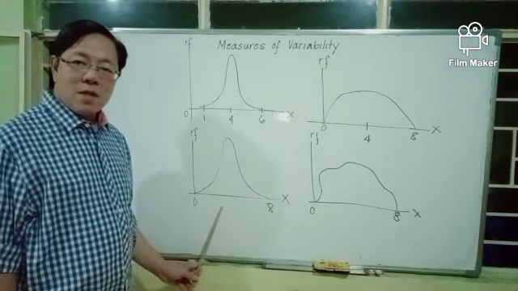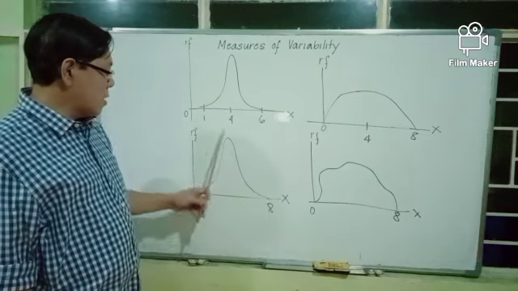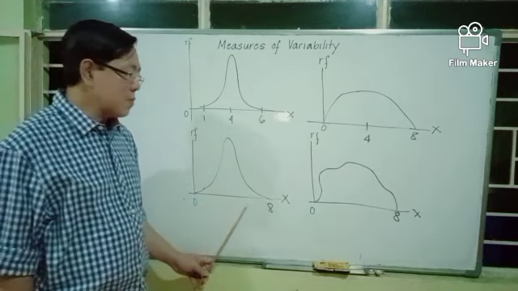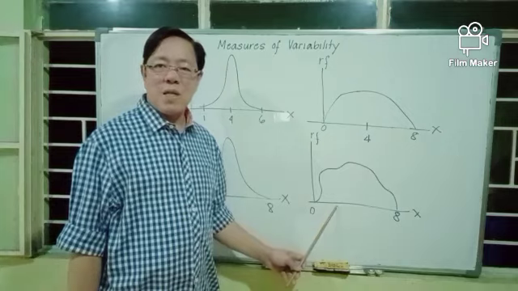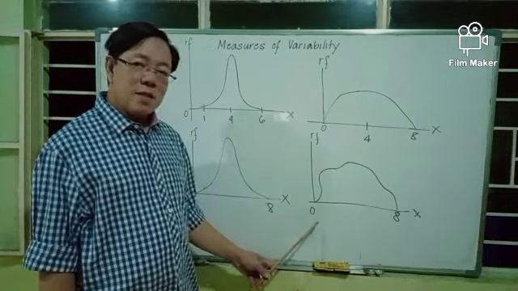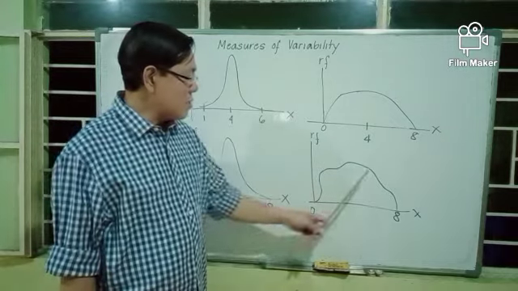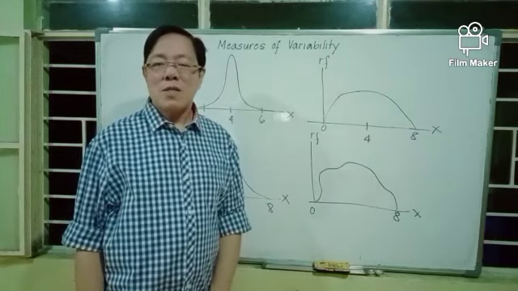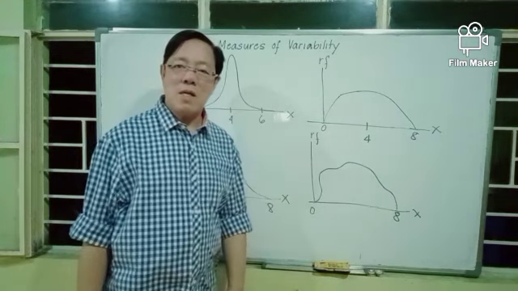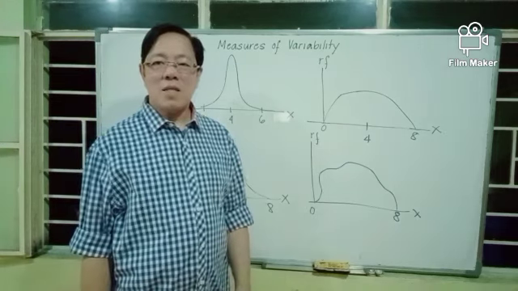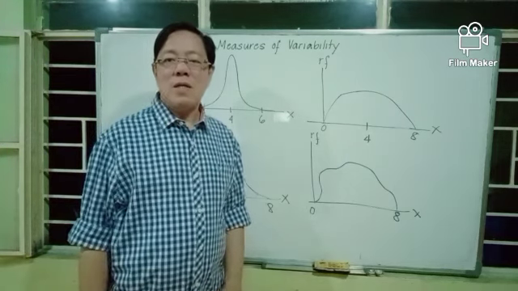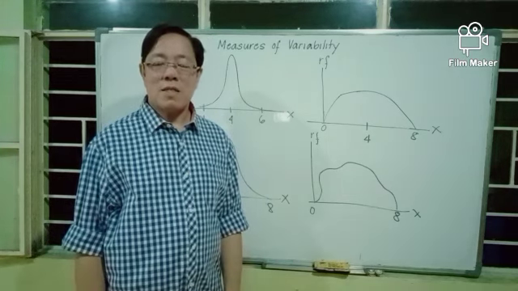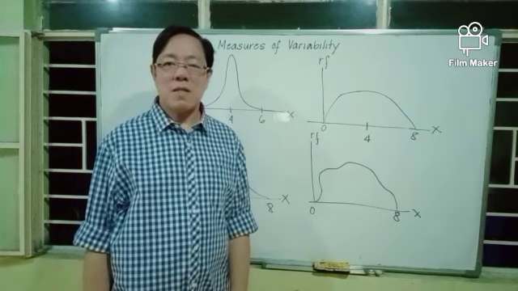Although this has a range of 8, the scores are closer to the central value, while this set of data with the same range of 8, 8 minus 0, the values are dispersed from the central value. So we can say that the range is not a very good indicator or measure of the dispersion of the measurements in a set of measurements.